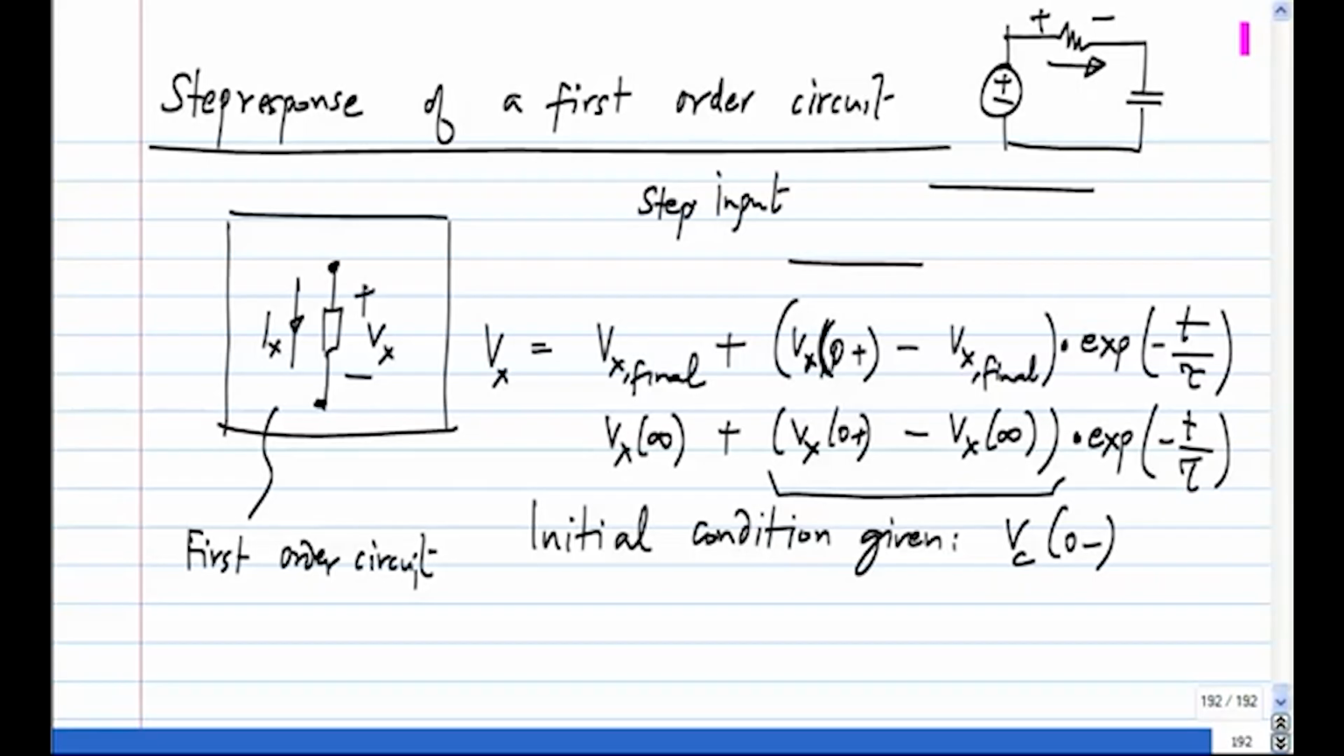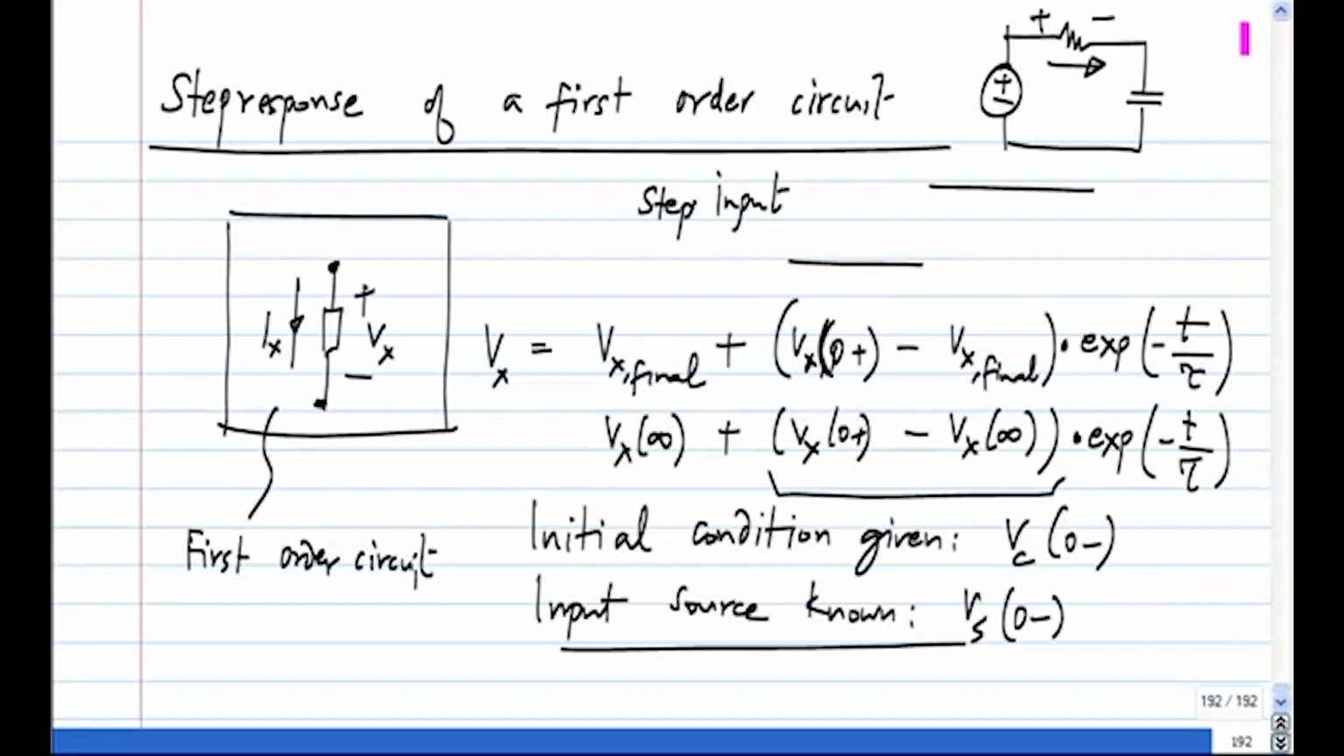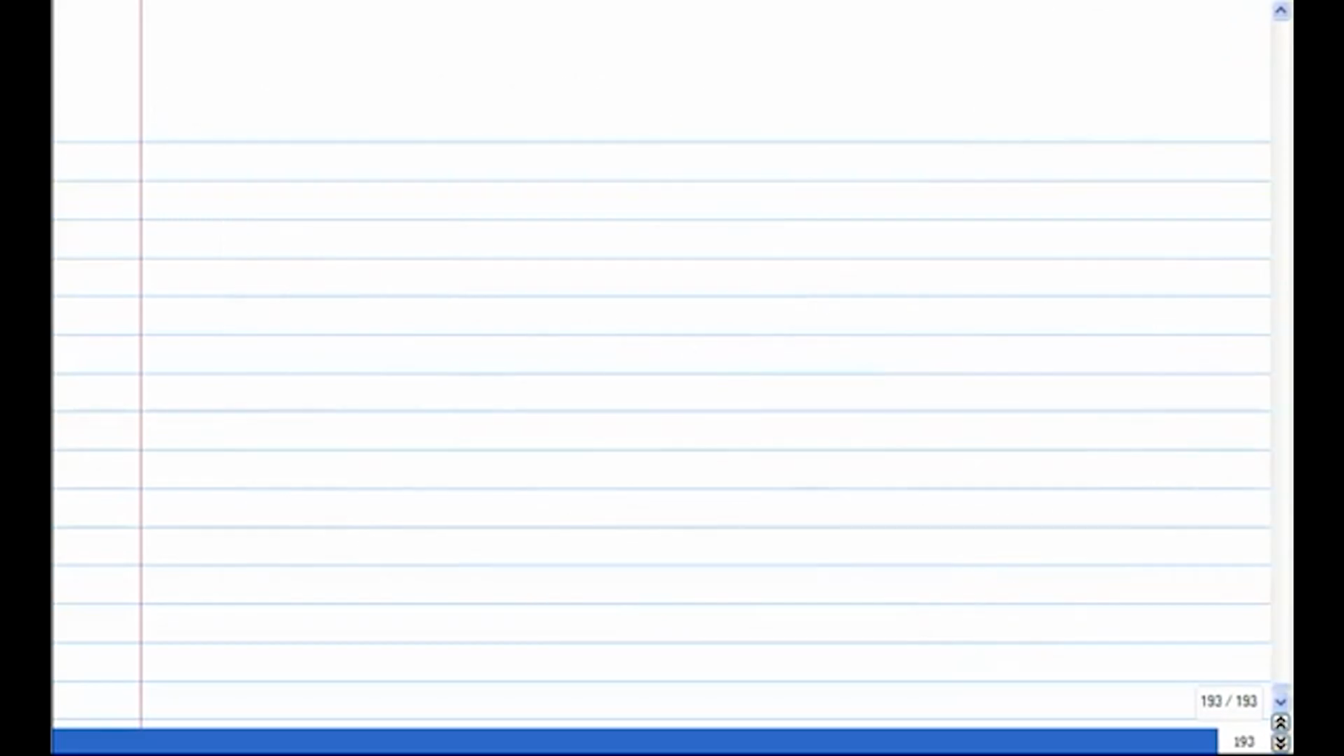So from the initial condition given and the value of the input at t equal to 0 minus, you can find all the branch voltages just by using circuit analysis, right? Just by using KVL and KCL, you will be able to get this. In a first order circuit, you only need one initial condition. So the input source is also known. I mean, it's known for all time. So obviously, you know it for 0 minus also. So what I mean by this is, let me take a simple example.